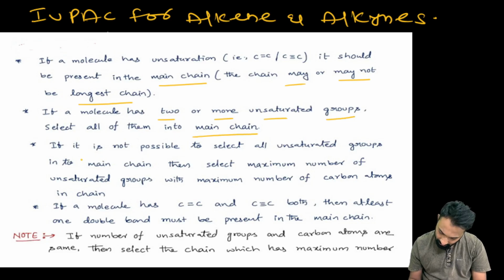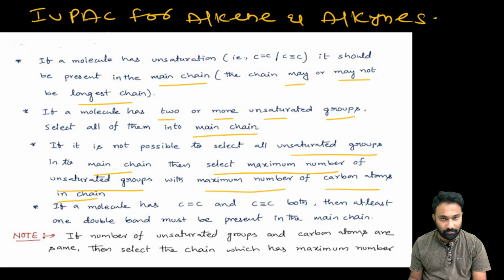Clear? Next, if it is not possible to select all unsaturated groups in the main chain, then select the maximum number of unsaturated groups with the maximum number of carbon atoms in the chain. Clear? Now if the molecule has both C double bond C and triple bond, then at least one double bond must be present in the main chain. Clear? If the number of unsaturated groups and carbon atoms are the same, then select the chain which has the maximum number. Clear? Now we'll follow the rules one by one to write the IUPAC name.